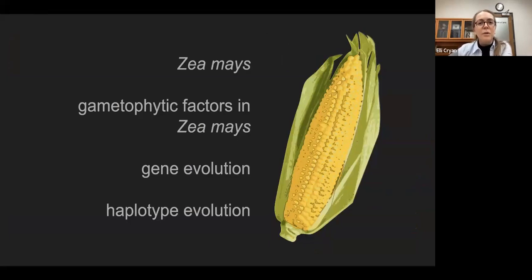Today, I'll be going through a little bit about the background of the Zea mays species. Then I'll be talking about the gametophytic factors in Zea mays, and then going through some results that we've had about how the genes that control these gametophytic factors evolved, and also how the haplotypes or genomic backgrounds on which these genes reside evolved.